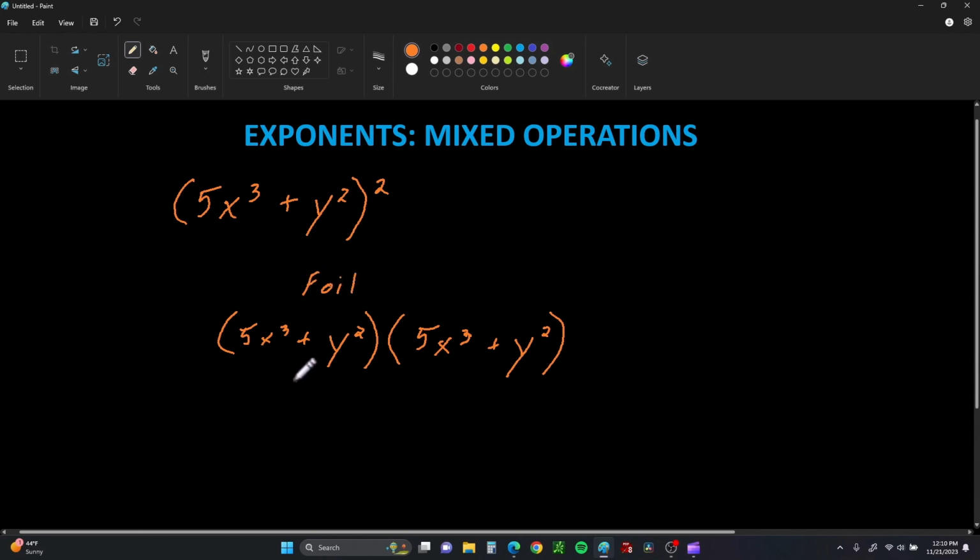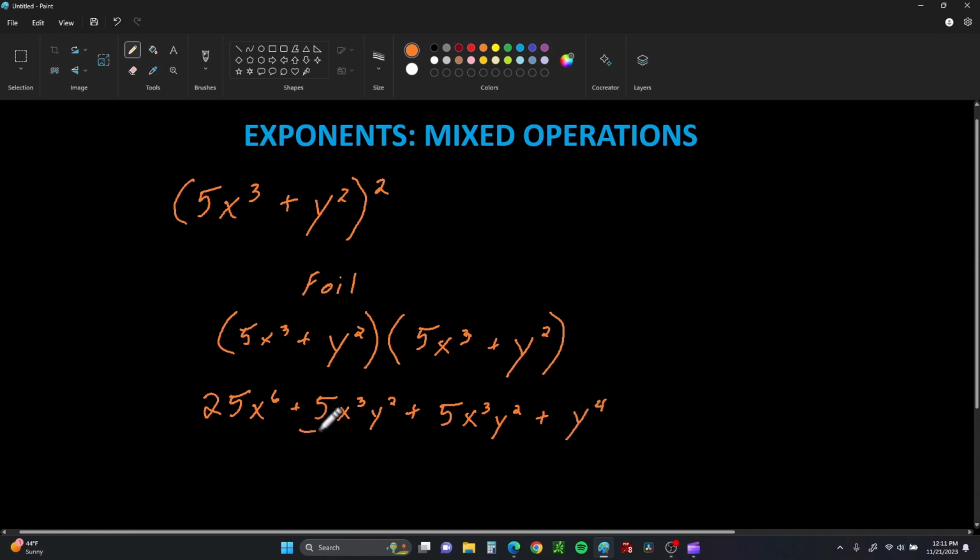So first terms are 25, and x to the third times x to the third is x to the 6th, plus, now I'm going to have 5x to the third power y squared, and those are the outer terms. That's the O. And then when I do the inner term, it's going to be the exact same thing, so it's 5x to the third y squared. And then finally, we have the last terms, y squared times y squared is y to the fourth.